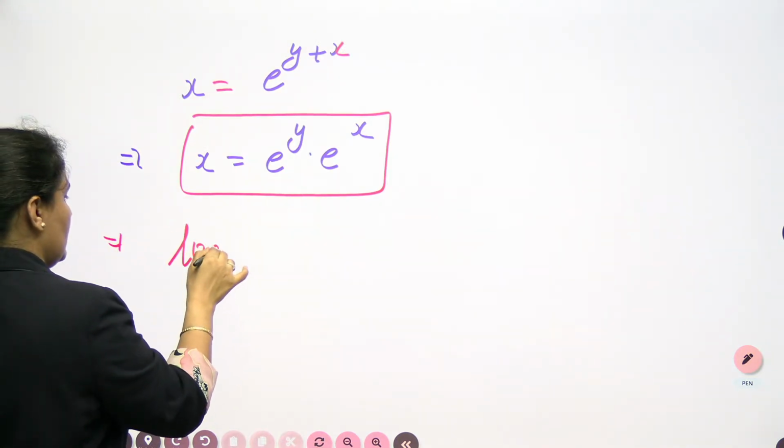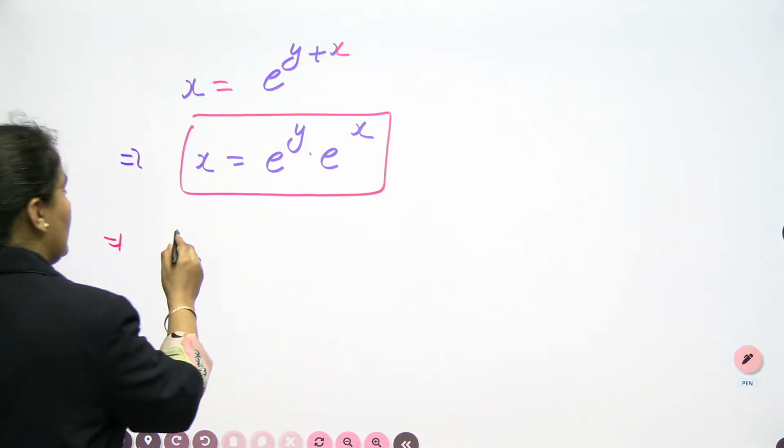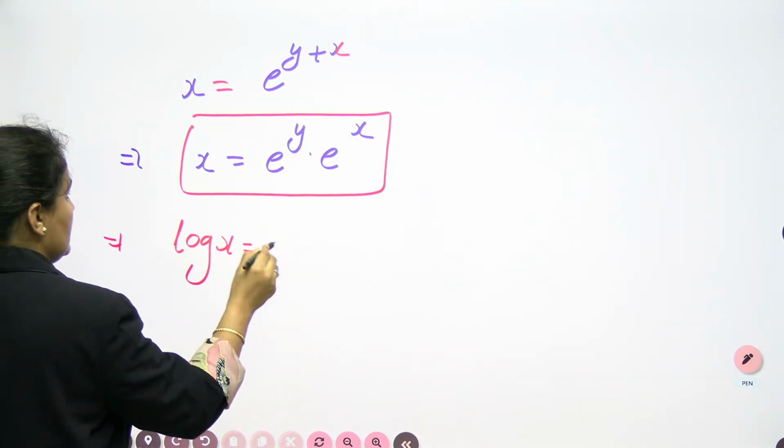One more thing which you should always understand, bacho: in these type of questions we are always having options, so we need to be careful about the options also. So here, as I told you, we will take log both the sides. So this is log x.